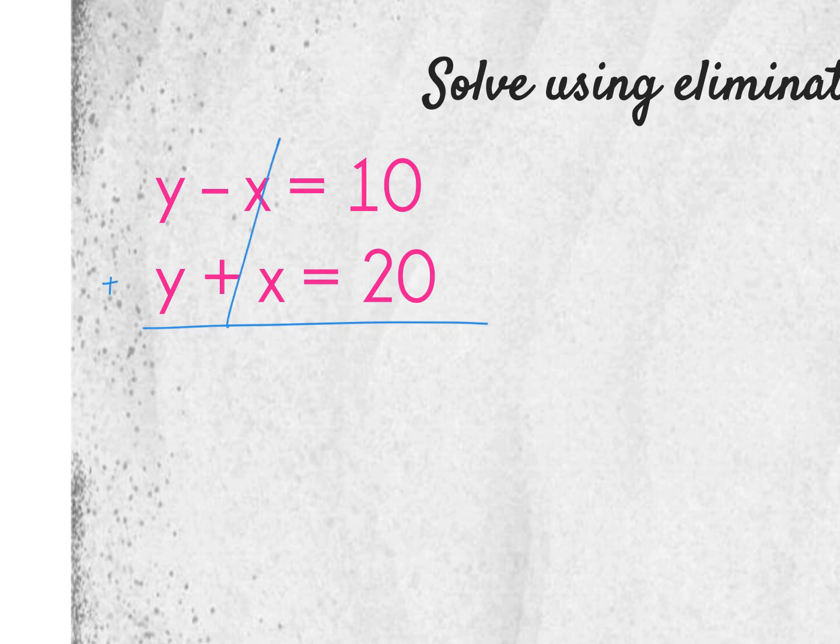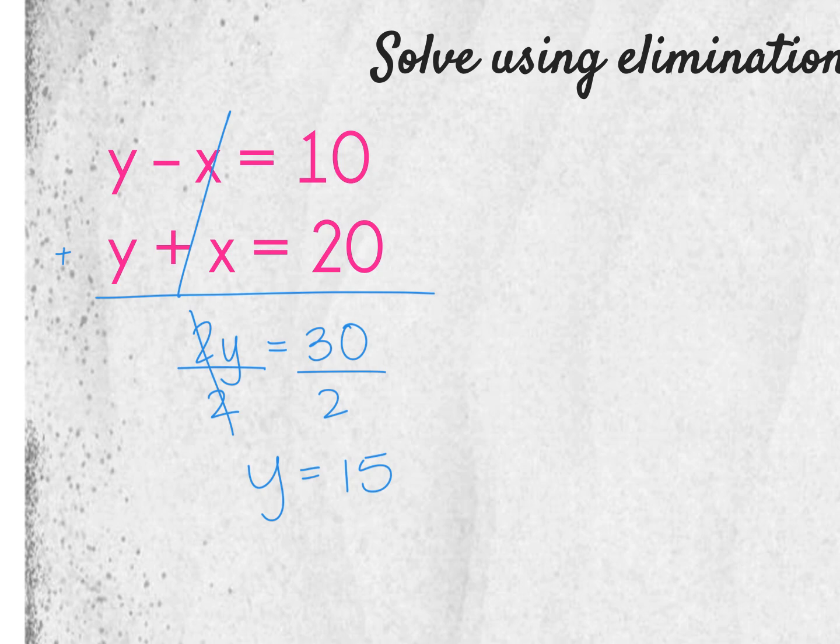So now all I have to do is combine like terms. I'm going to get 2y equals 30. Divide both sides by 2. Y is going to equal 15. Now I have to solve for x, plugging it back into the original. Which one am I going to plug it into? The first one or the second one? Which one do you think is going to be easier? The second one. Why? Because this is already a positive x.